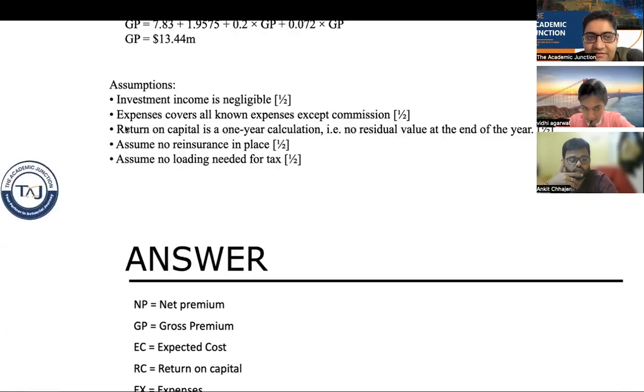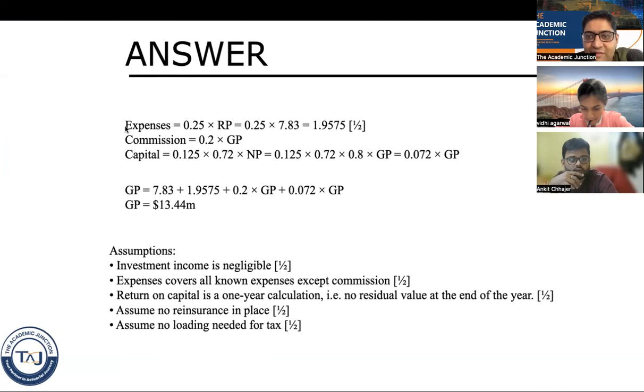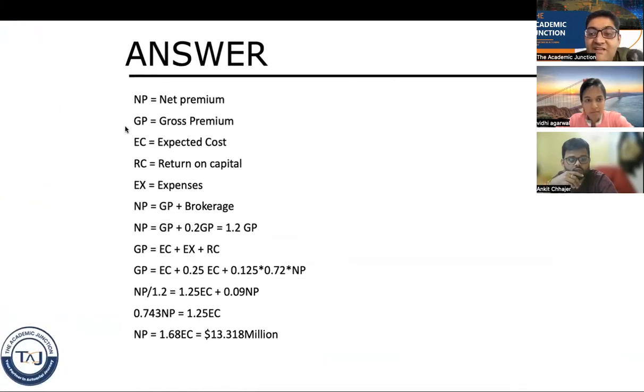So look at the answer. This is the answer in the examiner sheet, 13.44 million. My answer was 13.318 million. My burning cost was, instead of 7.8, I got 7.9. So that's why there's a difference over here. But how much do you think I got out of 3 marks?